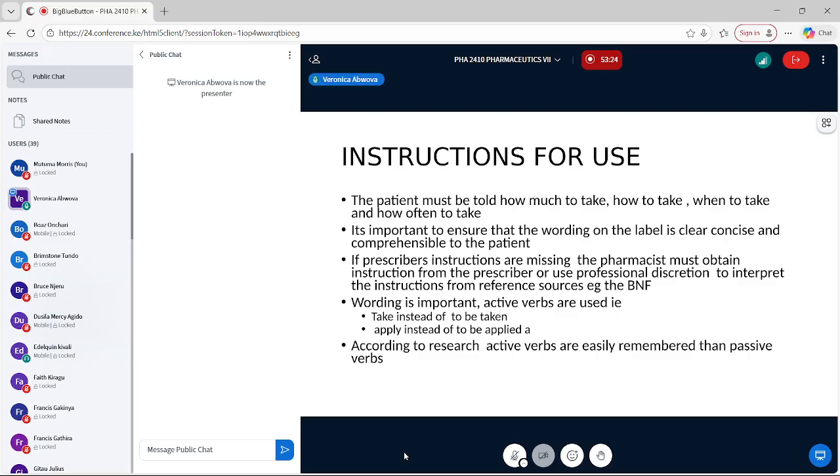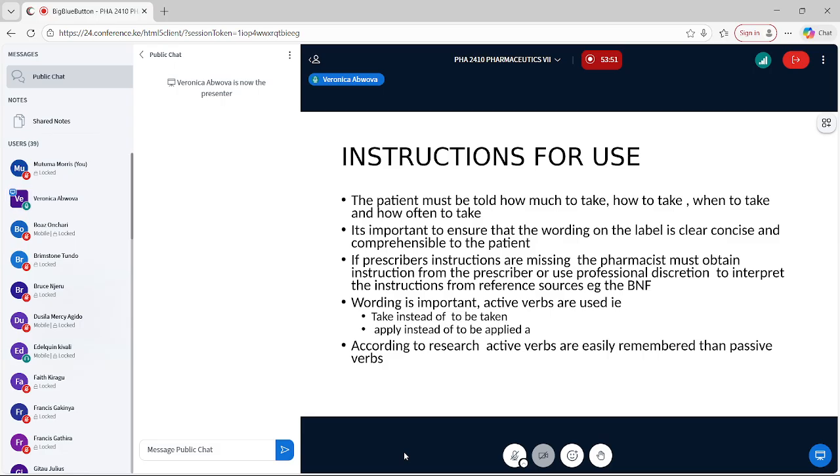Then instructions for use: the patient must be told how much to take, how to take, when to take, and how often to take. Okay. So how much to take? For instance, take 2 tablets, okay? How to take? Either they are going to take it orally or they are going to instill it, maybe in the eye or in the ear, okay?